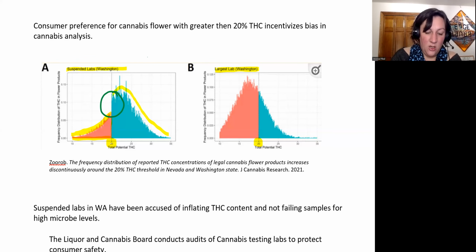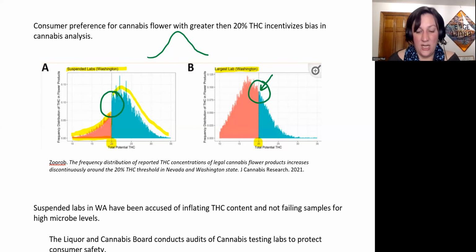We would expect a curve over so many samples that would have some sort of normal distribution like this, which you can see here in the largest Washington lab, right? There's a distribution that looks continuous, especially right here between 19 and 20%. There isn't a large shift or jump or change at any point. It's following a predictable pattern. Also, a large percent of the sampled products are below that 20% mark, right? So you're seeing consistent behavior, and you're seeing dramatically different behavior than the suspended labs, which don't have consistency there.